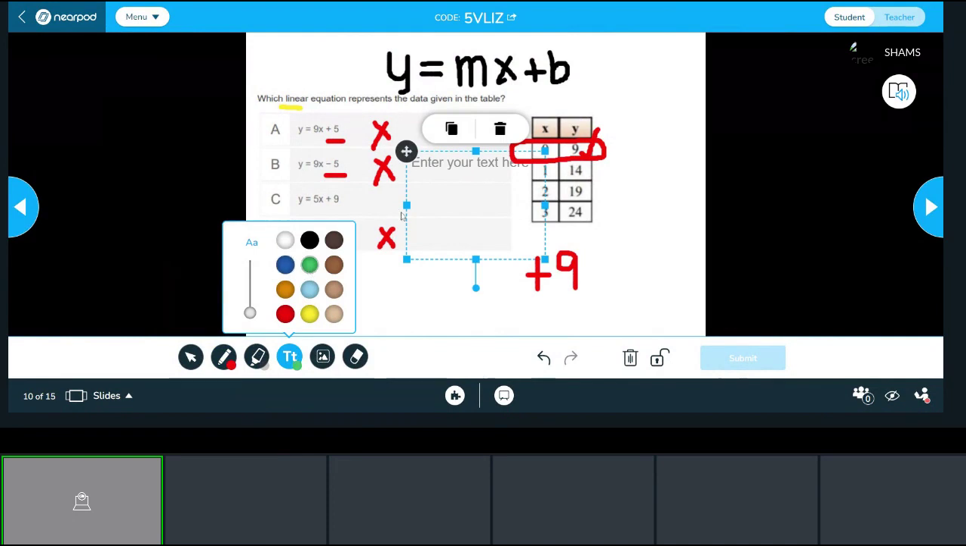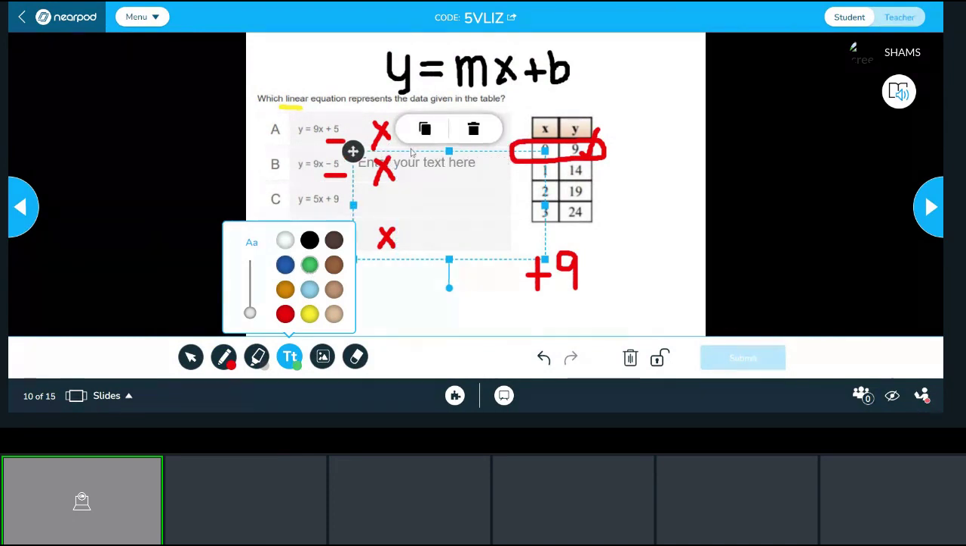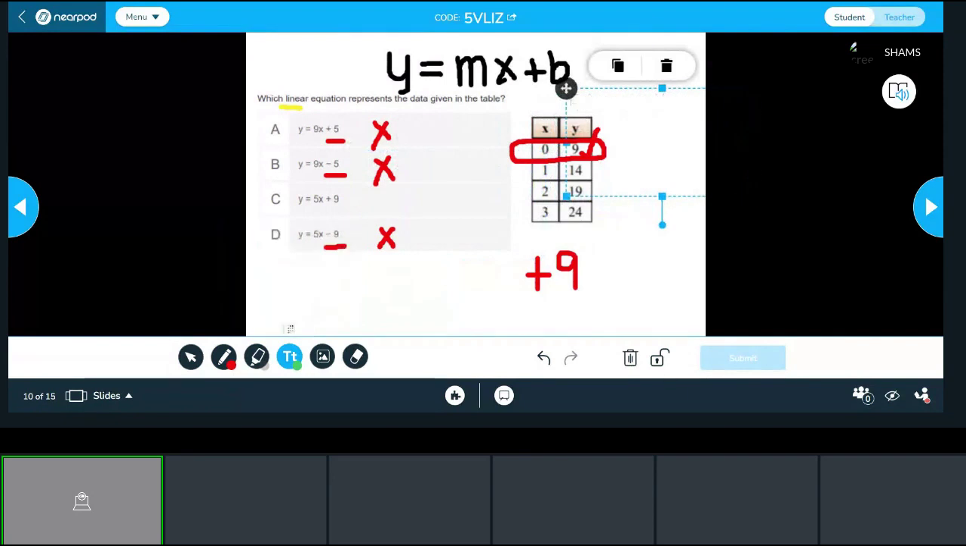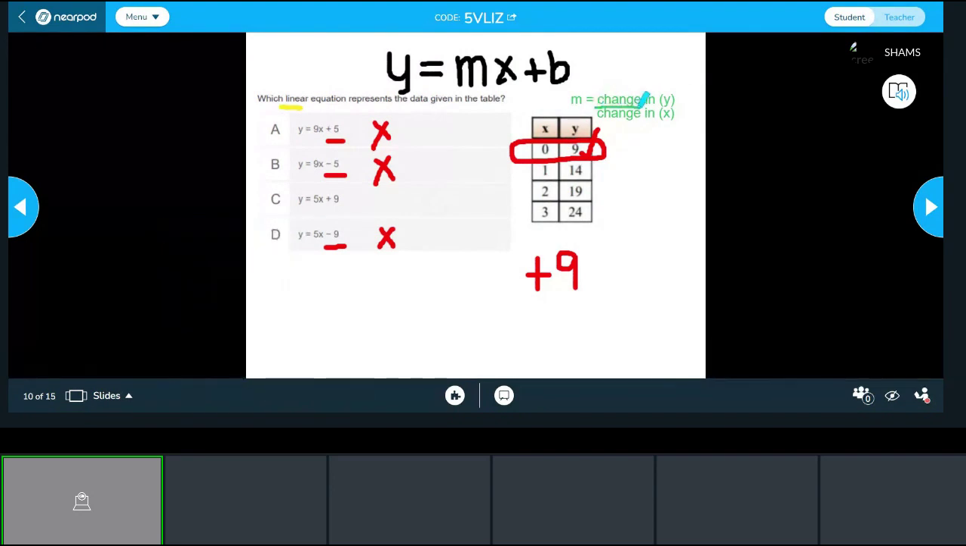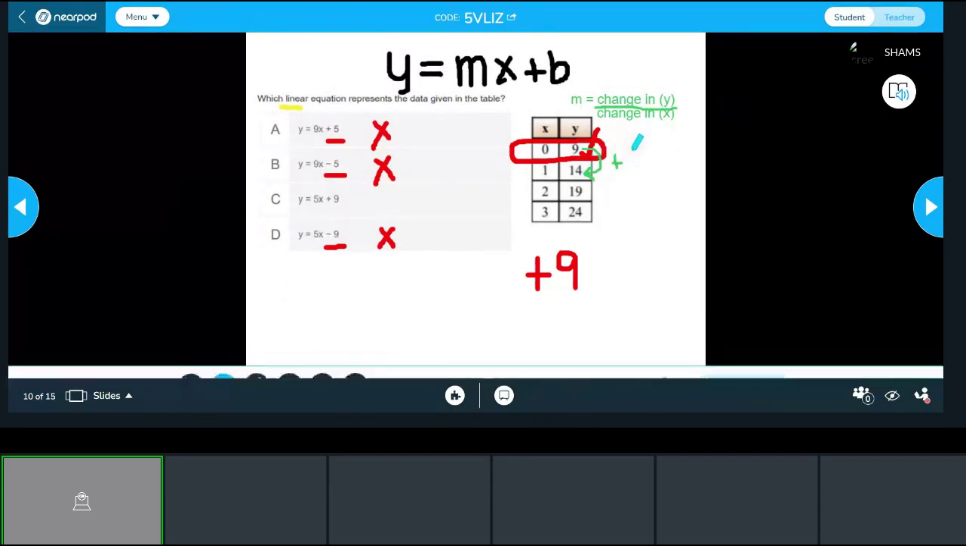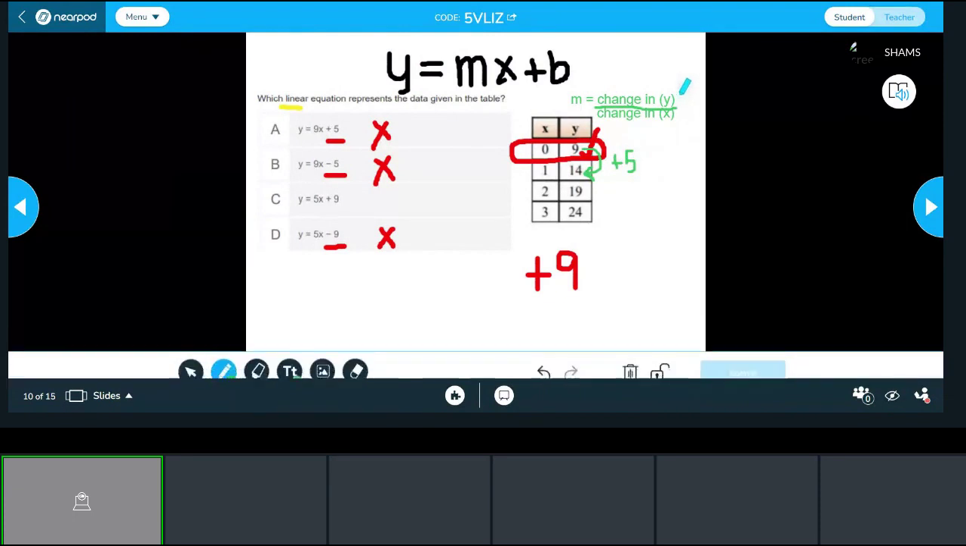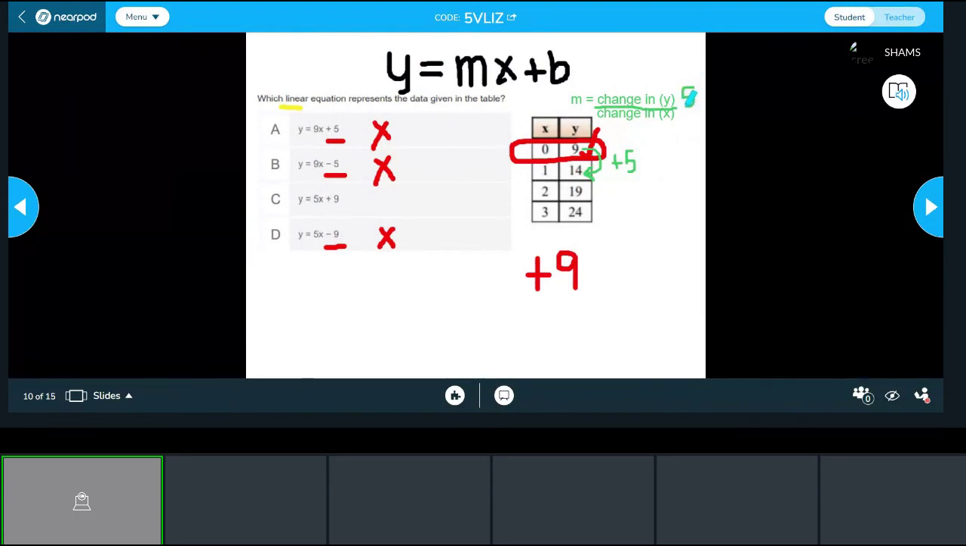And to find m, remember change in y divided by change in x. Let's go ahead and write it down here. m equals change in y over change in x. And I'm going to do the fraction bar. Okay, let's find change in y. From 9 to 14, change in y is adding 5, right? So I know the numerator is 5. Change in y is 5.